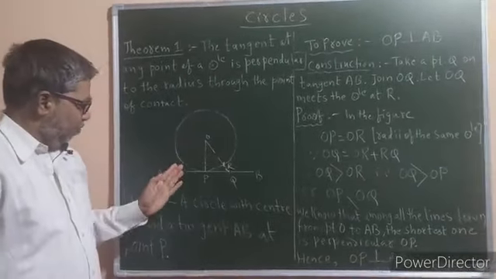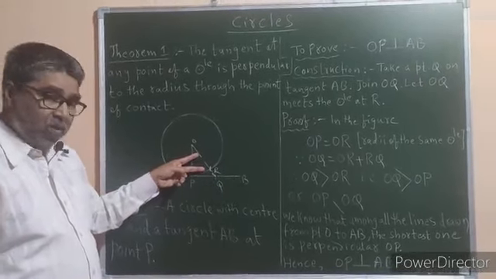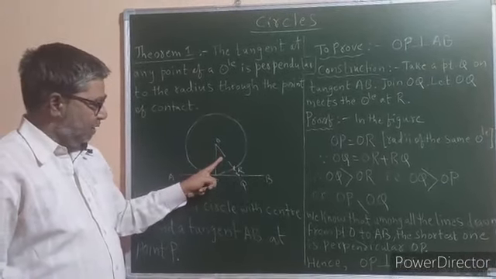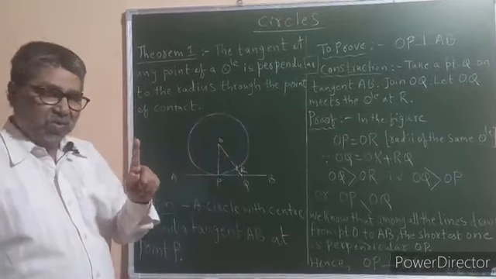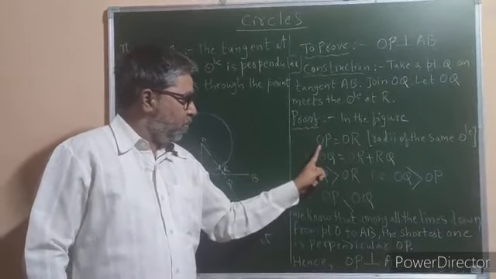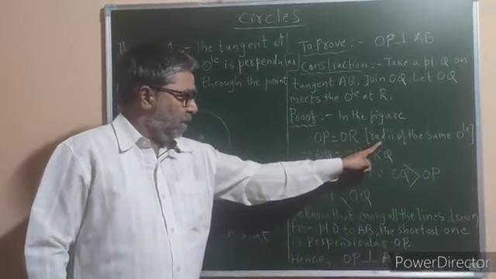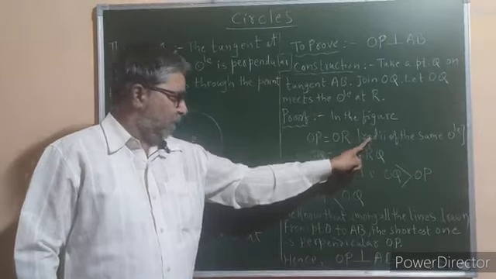Proof: in the figure, OP and OR are equal because they are the radii of the same circle. So OP is equal to OR.